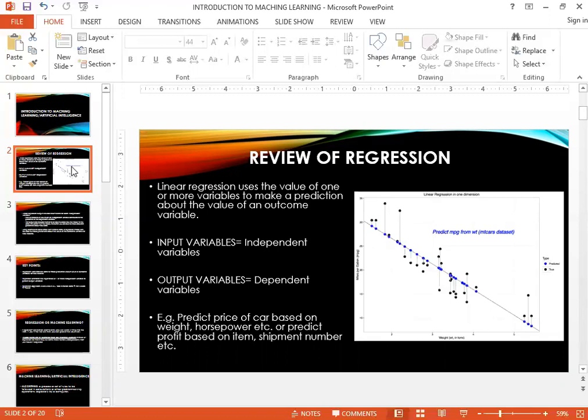But what regression basically does is it uses the value of one or more variables to make a prediction about the value of an outcome. So in essence, there'll be two variables, and there will be data that will be plotted on a chart, right? And once the data is plotted on these two variables, it could be, for example, height and weight, right? And so you're just plotting people's height and weight all across this particular chart.